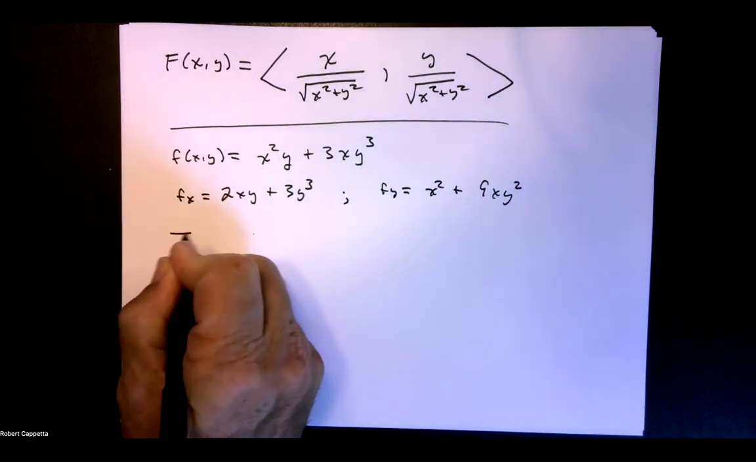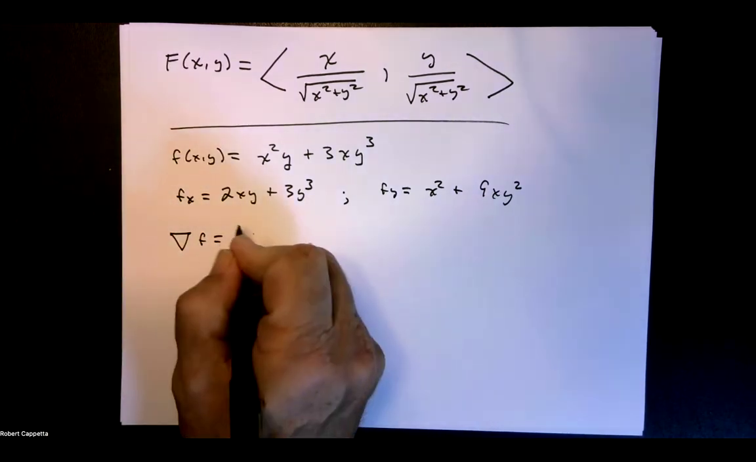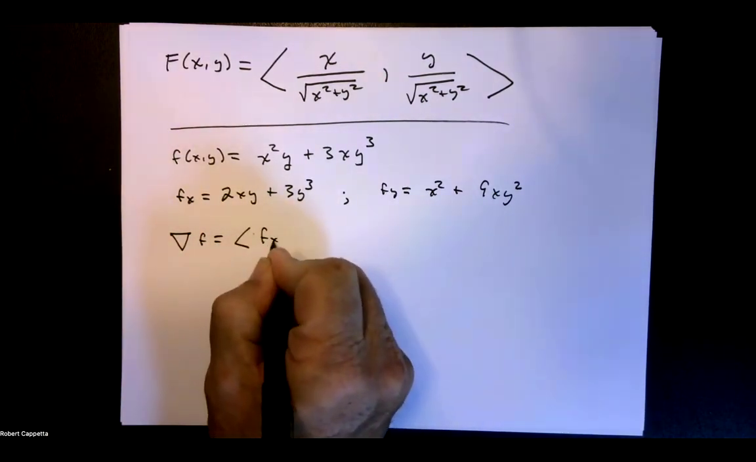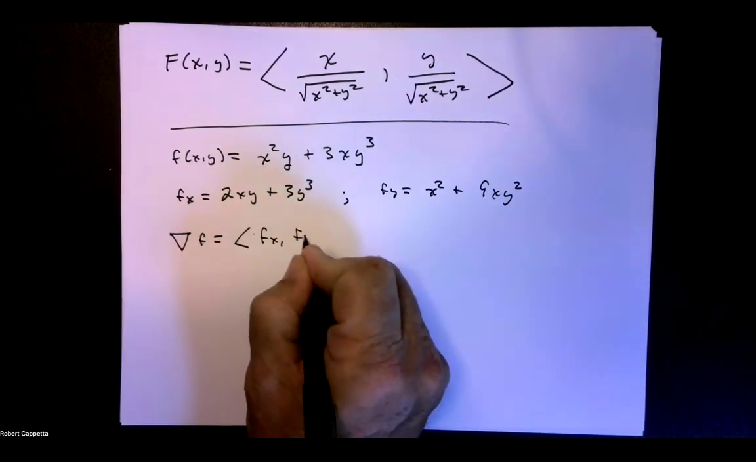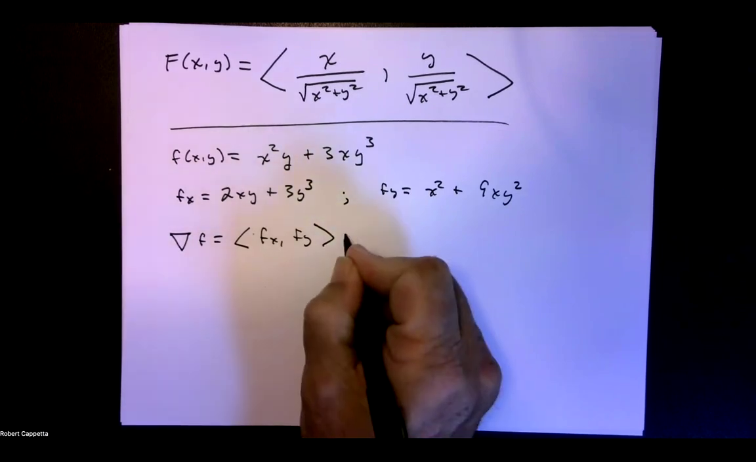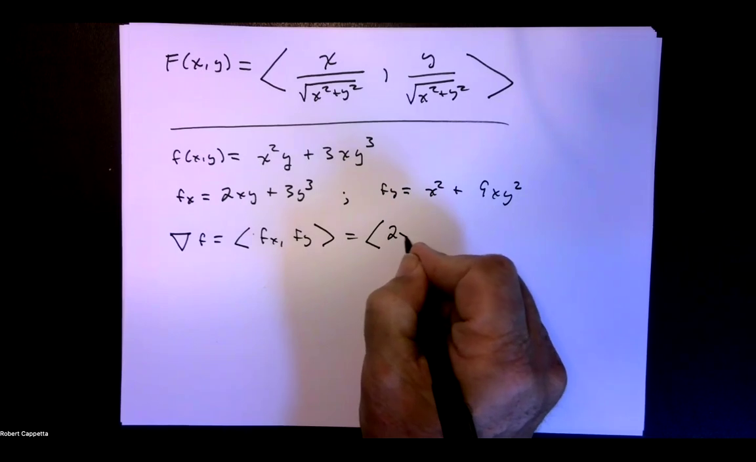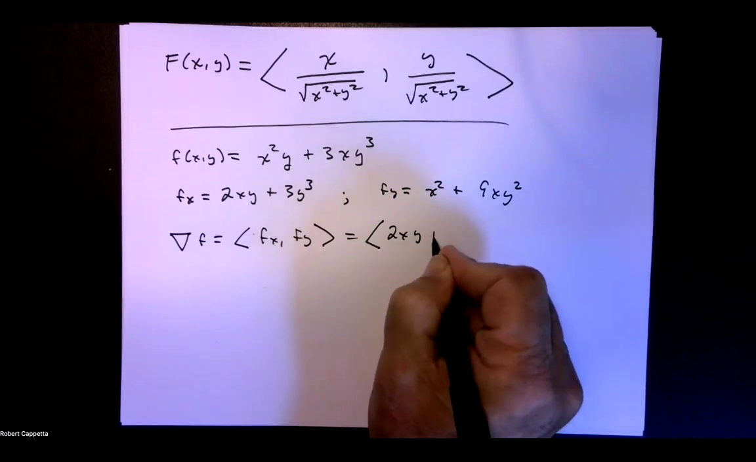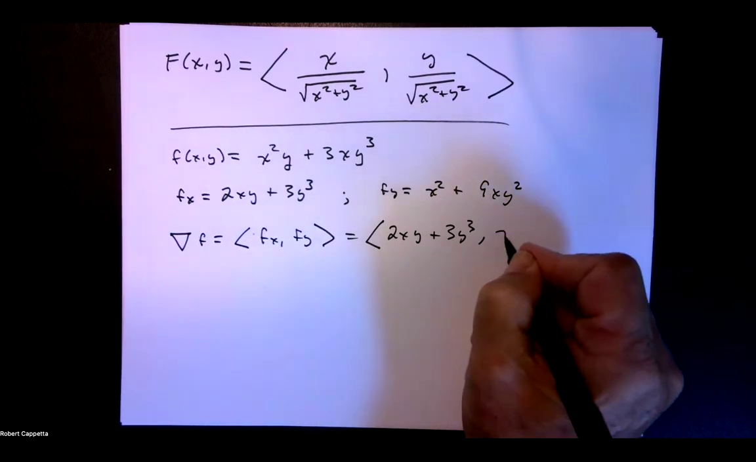So the gradient of little f is a vector. Recall the gradient is f sub x in the i slot in the x direction, f sub y in the j slot or the y direction. So what we get here for that vector is 2xy plus 3y cubed comma x squared plus 9xy squared.